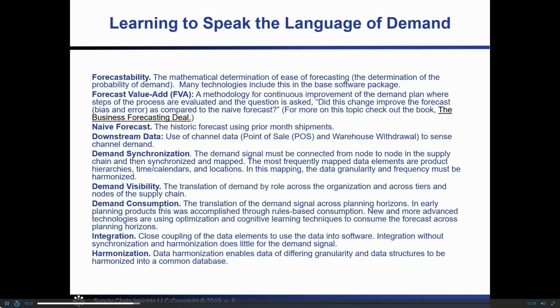Downstream data is channel data, and demand synchronization allows me to connect the node from node to node. I never want to integrate data. What I want to do in demand is I want to focus on demand visibility through harmonization and synchronization of the data, and really working on consumption of the data across planning horizons.